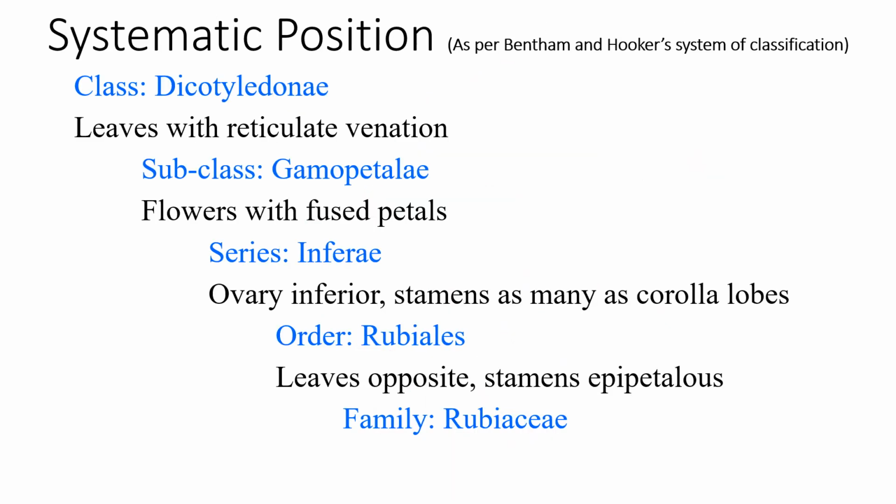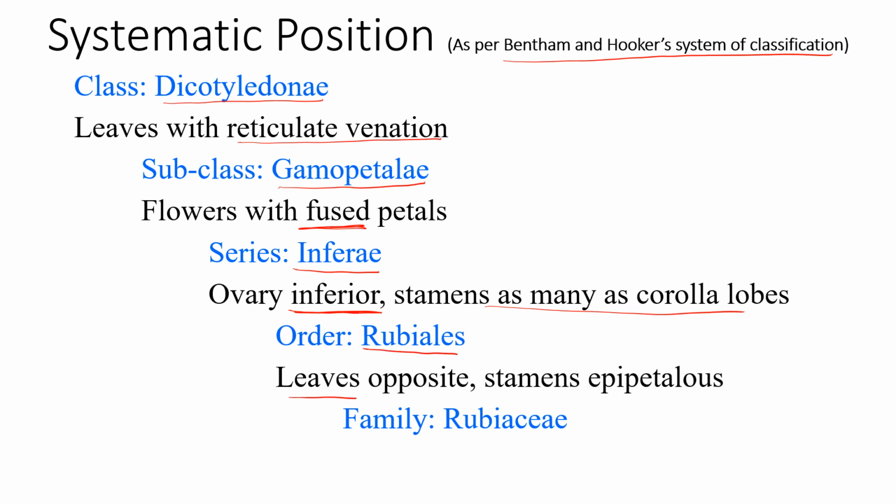Next part is systematic position according to Bentham and Hooker system of classification. Class is dicotyledonae because of reticulate venation. Subclass gamopetalae because petals are fused. Series is inferae because ovary is inferior and stamens are as many as corolla lobes. Order is Rubiales because leaves are opposite and stamens are epipetalous. And the family is Rubiaceae. So the general characteristics of Rubiaceae we have already discussed.